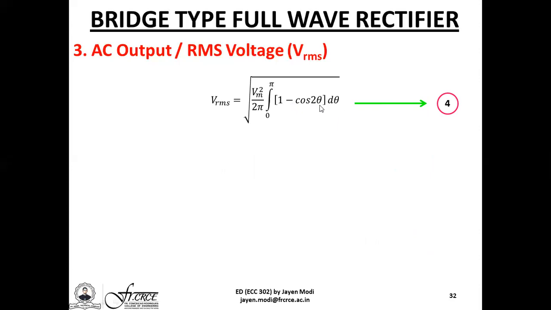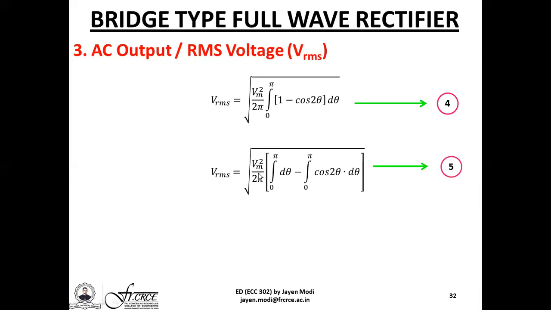From equation 4, we can easily use the linearity property in which both the terms can be integrated separately, albeit within the common limits of 0 to pi. So equation number 5 gives us VRMS is equal to Vm square upon 2 pi, brackets open, you have 1 multiplied by d theta gives you d theta, minus sign as it is, that's the same. You have integration from 0 to pi cos 2 theta d theta, that is equation number 5.